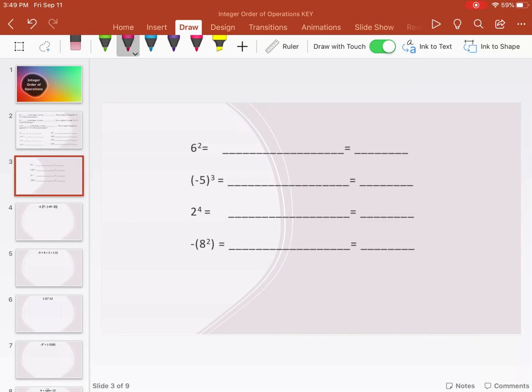All right, pause the video here and go ahead and try these. Okay, so for 6 to the second power, this is just 6 times 6. 6 times 6 is 36.